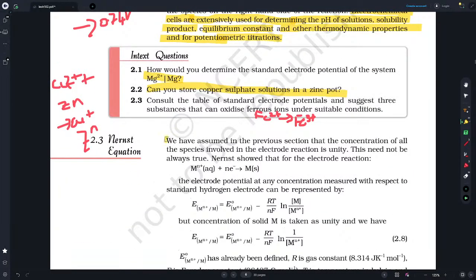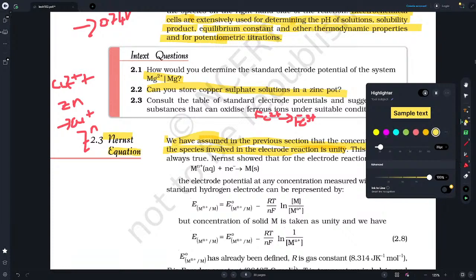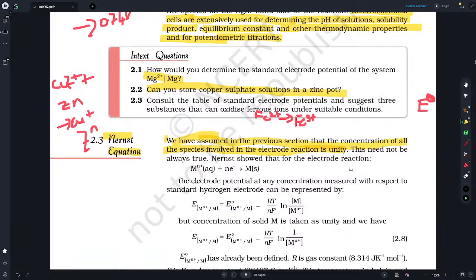Now the Nernst equation, the second topic we will be studying. We have assumed in the previous section that the concentration of all the species involved in the electrode reaction is in unity. That is why we call it the standard electrode potential, represented by E0. This is when the concentrations are in unity. But that is not always the case, as in realistic situations the concentration is not unity. This need not always be true.